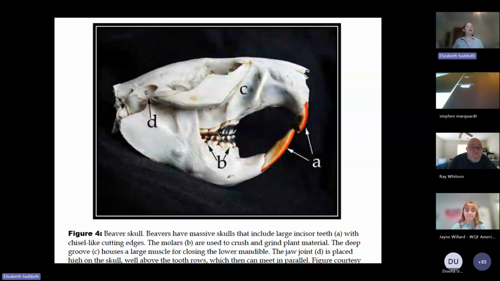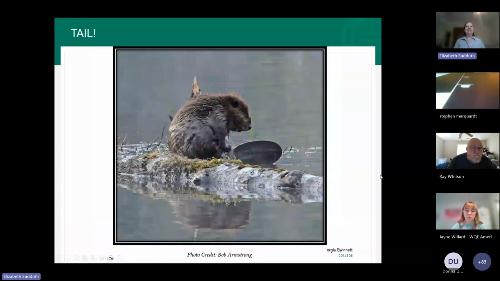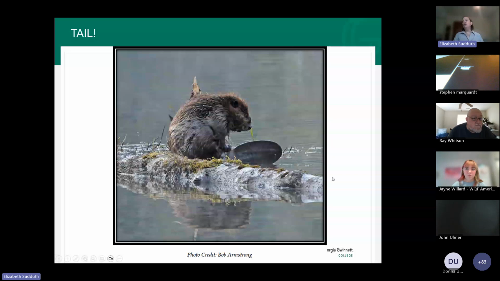The other important adaptation of beavers that you're familiar with probably is the tail. The tail is handy for swimming, for construction purposes, and for signaling. And they would do a warning slap of the water when there is a threat, and that is a message to the rest of the community.